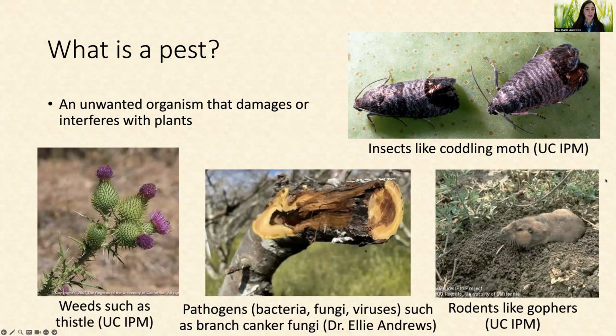But pests also include a lot of other different types of organisms, including weeds such as thistle, and different types of pathogens, which are microbes such as bacteria, fungi, or viruses. One example pictured here is branch canker. This is caused by a variety of different types of fungal pathogens. And pests can also include vertebrates, like rodents such as gophers, which we have a lot of in Sonoma County.